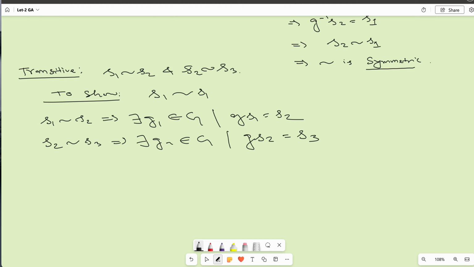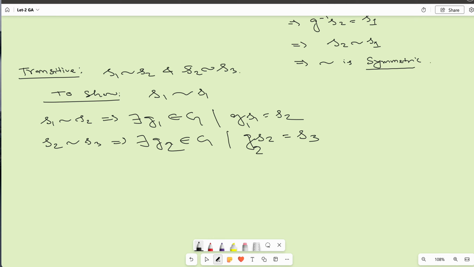So you have G1 of S1 equals S2, and G2 of S2 equals S3. You just have to show that there exists a G3 inside G, such that G3 of S1 is equal to S3, right? How do you show it?